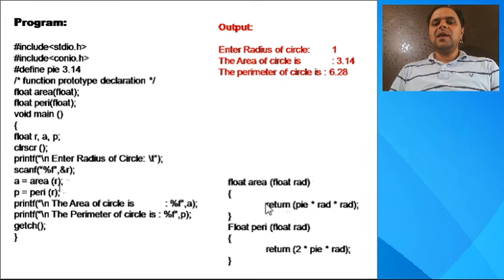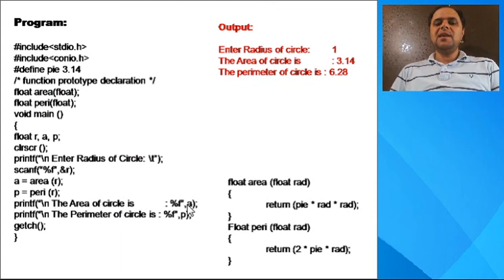We know the area of a circle is pi r square. It means pi into r into r, pi into radius. Pi is 3.14 into the radius we have entered. So it will calculate the area and return the float value here, and it will get copied in a. Similarly, next is perimeter. Again the radius r is copied in the float. We know the formula for calculating the perimeter of a circle is 2 pi r, 2 into pi into radius. So 2 into 3.14 into the radius which we have entered. It will again calculate the value of the perimeter and return it here, and the value gets stored in p.